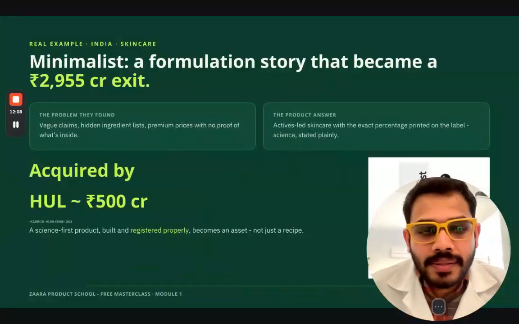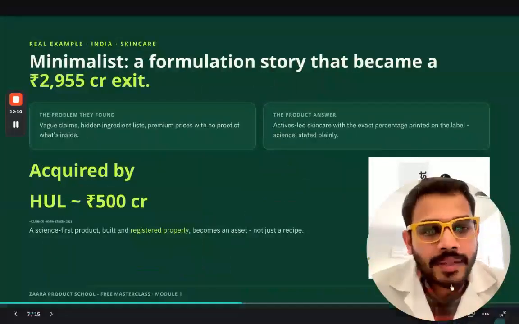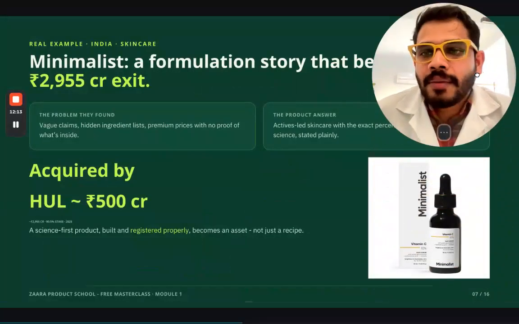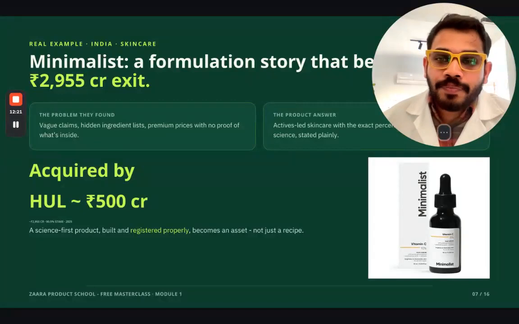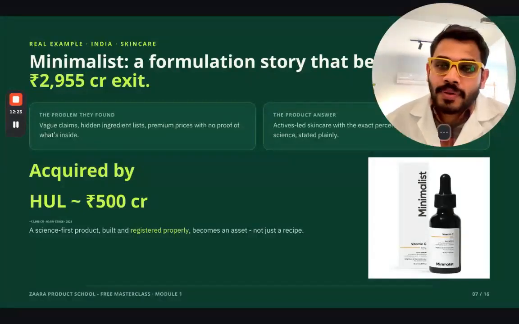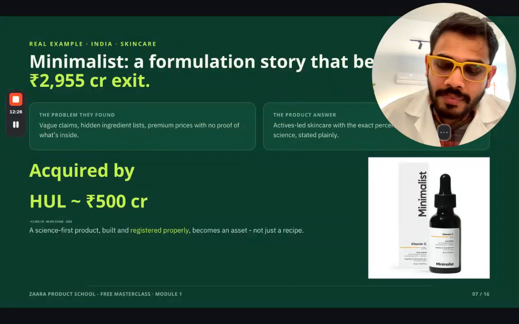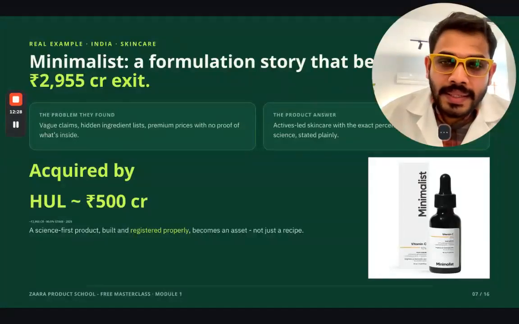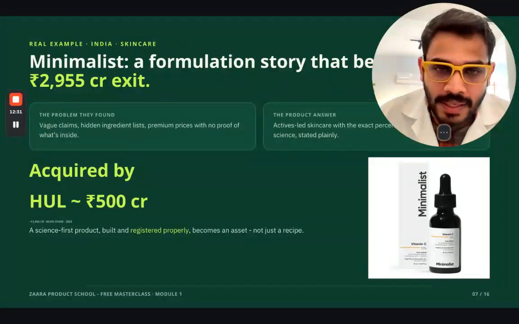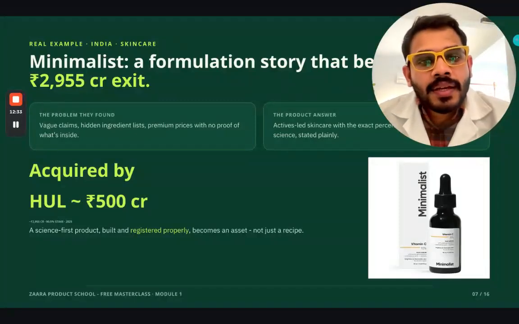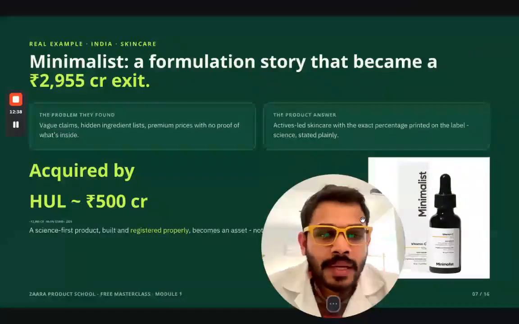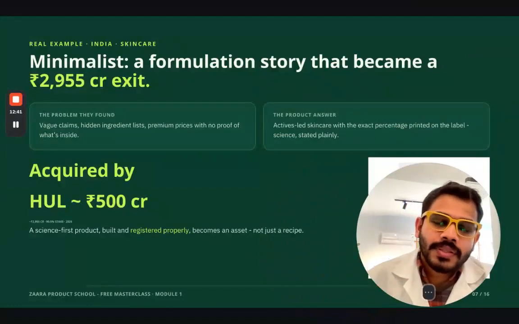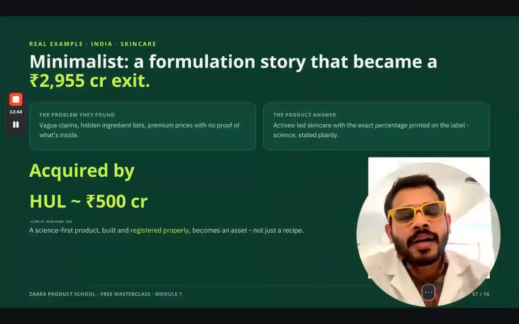And if you see Minimalist, a famous brand, I will show the image here. Minimalist had an exit of approximately 2,955 crore, and they acquired HUL funding of about 500 crore as well. The important thing about this project is that initially there was a problem in the market: vague claims, hidden ingredients, premium pricing, and no proof of results. They changed these aspects with active skincare formulations and exact percentages, with fewer ingredients and more output. So this is the impact of each such company.